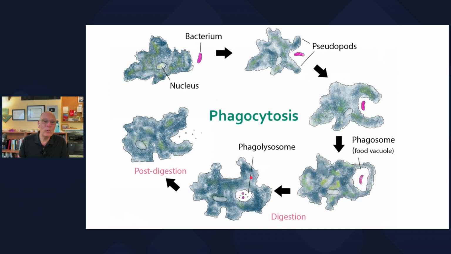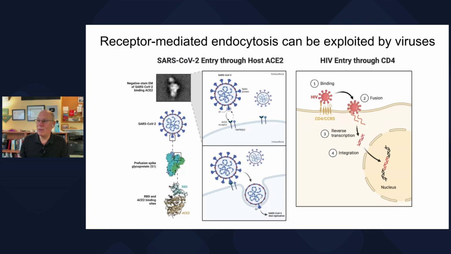That food vacuole will fuse with a lysosome. We learned last week that lysosomes are full of hydrolytic enzymes, and it'll digest it into particles that can then be incorporated into the cell, and what can't be digested will be released through exocytosis. Your white blood cells do the same thing as they scour your body looking for invading bacteria or viruses.